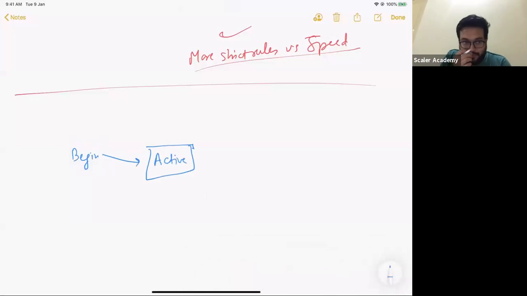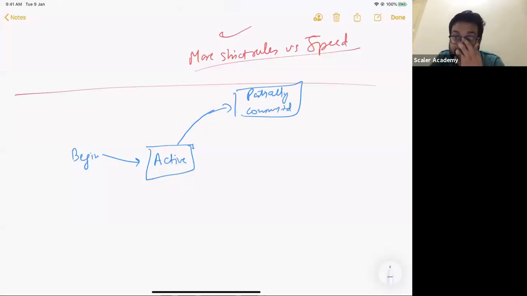Now, when it starts executing and the first statement executes, you would agree that it's no longer at the beginning state, it has done something. So there should be a different state to represent it, and that state is called partially committed. Some parts of that transaction are done. So let's say select, update, select, update, select, update. It was a big transaction. Let me give you an example.